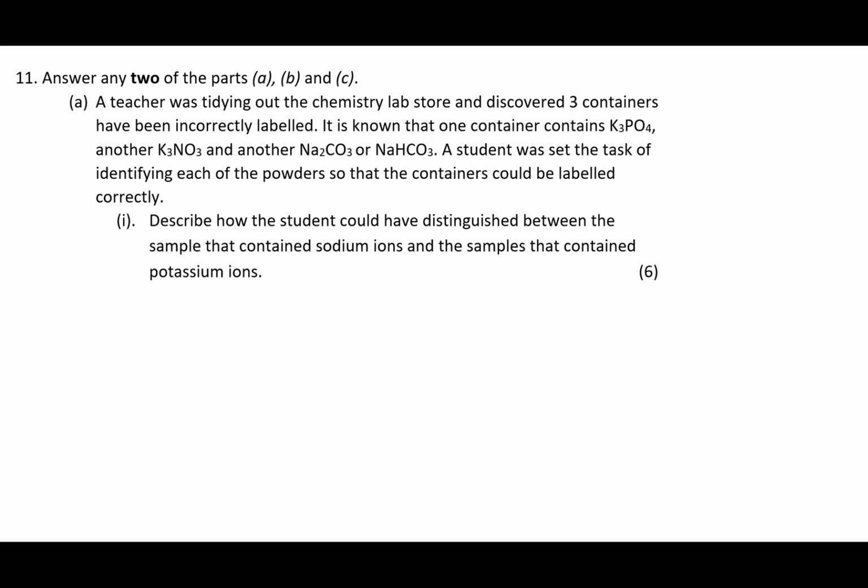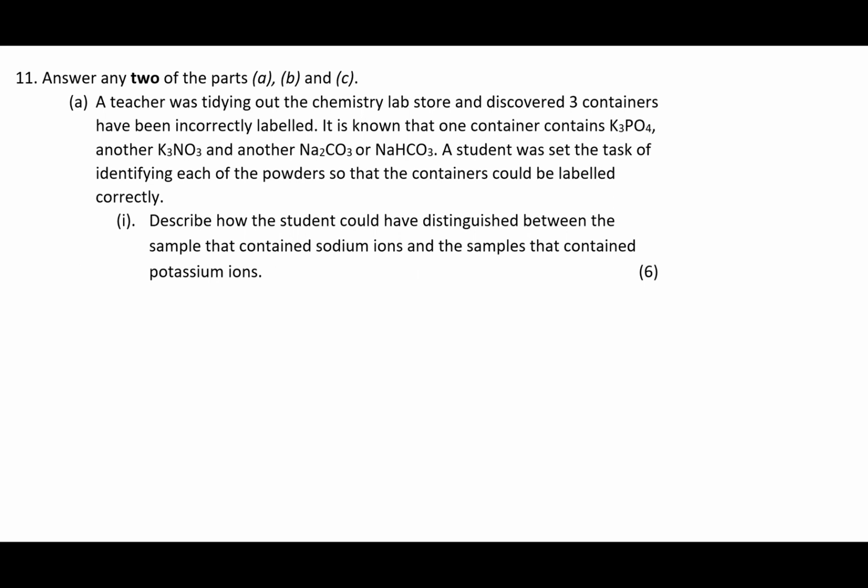You have part A or part B, and again, do one of those, or you could do both and your best score will count. So part A, a teacher is tidying out the chemistry lab store and discovered 3 containers which have been incorrectly labeled. It is known that one container contains K3PO4, another K3NO3, and another Na2CO3 or NaHCO3. A student was set the task of identifying each of the powders so that the containers could be labeled correctly.